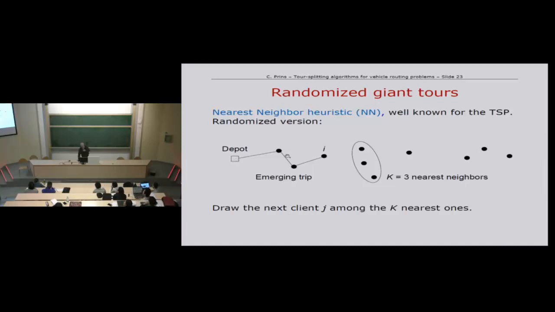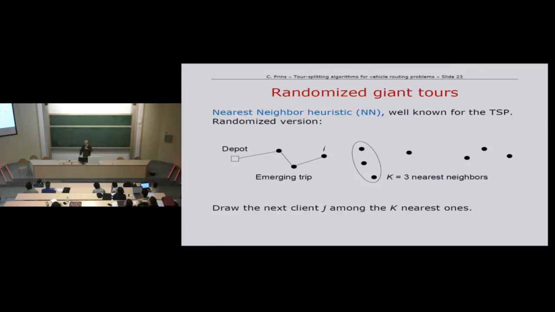Beginning at the depot, you build an emerging trip, and at each iteration, you add the closest customer. So this is the deterministic version. In the deterministic version, at this iteration, we would add this customer, because visibly it is closest to I.